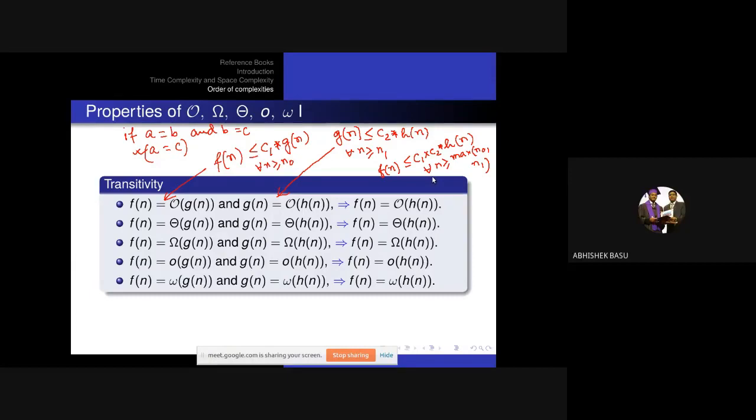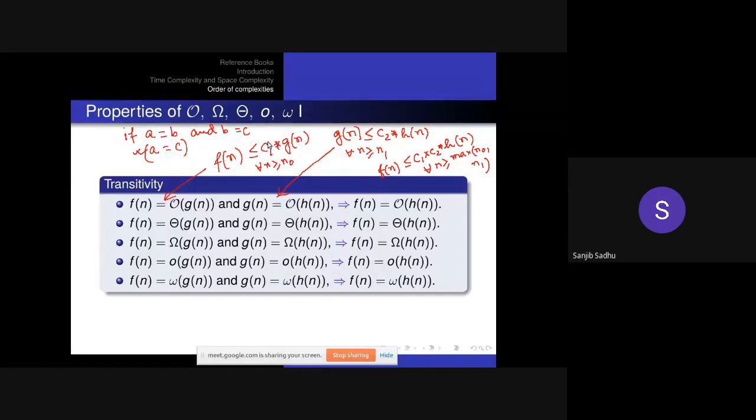Sir, can you explain it once more? I am saying that Fn is less than or equal to this, this is clear. Fn is big O of Gn, the definition. Similarly, Gn is big O of Hn. This is the definition. We shall take different constants. Don't take both as C. So it is C1, it is C2. It is for all values of n greater than or equal to n naught, and here for all values of n greater than or equal to n1.